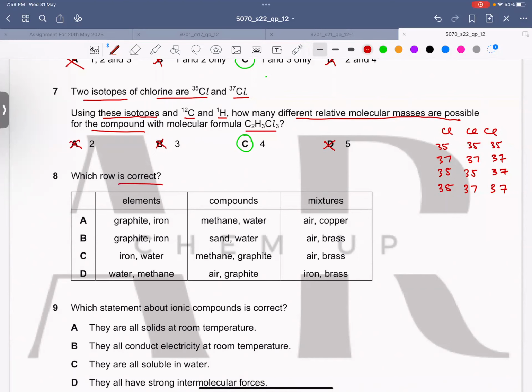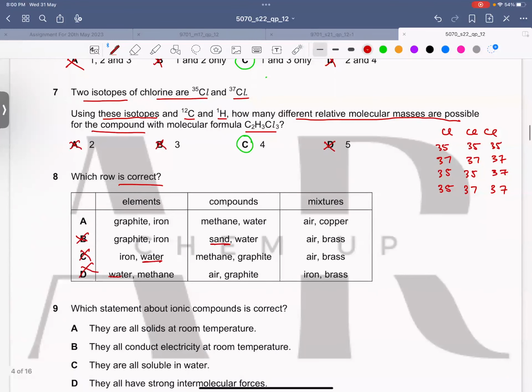Which row is correct? Element, graphite, and water. Water, so these are not elements. So C and D go wrong. Compound, sand. Sand is not a compound. Sand is a mixture. So yes, your correct answer is B.